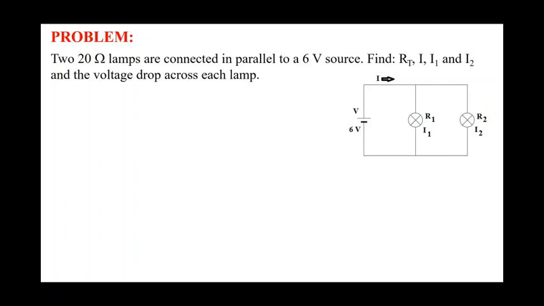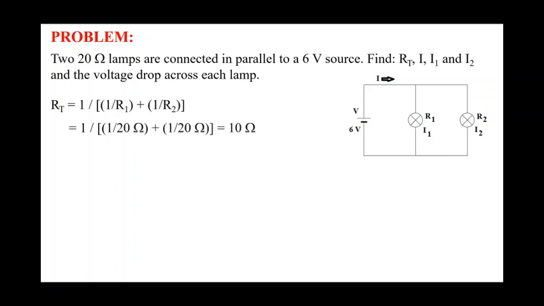So here we have two 20-ohm lamps connected in parallel to a 6-volt source. Find the total equivalent resistance, and then I1, and I2, and the voltage drop across each lamp. Again, fairly straightforward. So remember that the total equivalent resistance will be 1 over R1 plus 1 over R2. So that's 1 over 20 plus 1 over 20, which gives us a total equivalent resistance of 10 ohms.